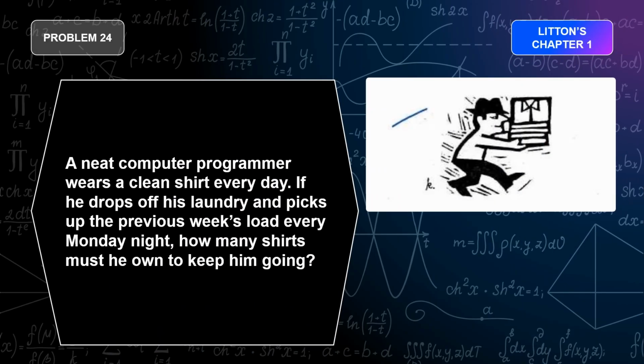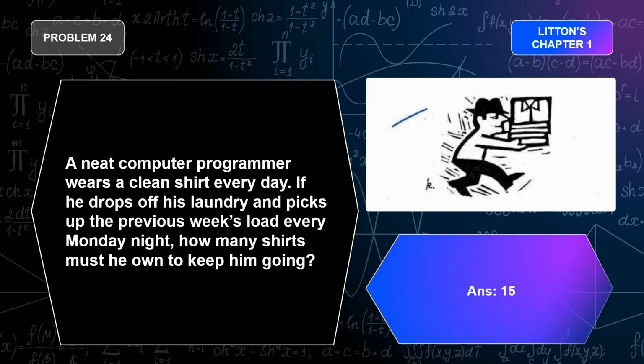Problem number 24. A neat computer programmer wears a clean shirt every day. If he drops off his laundry and picks up the previous week's load every Monday night, how many shirts must he own to keep him going? The correct answer is 15.